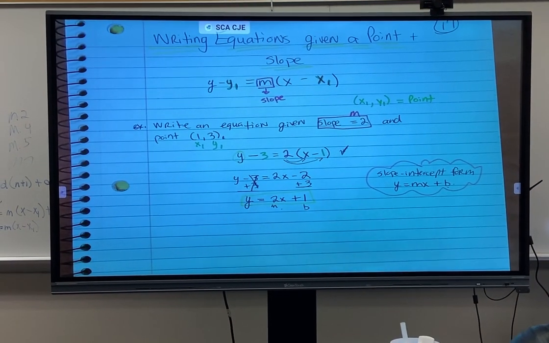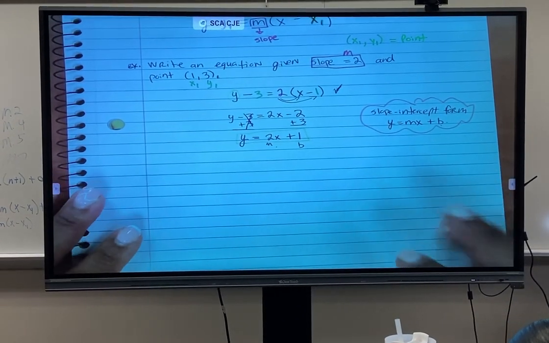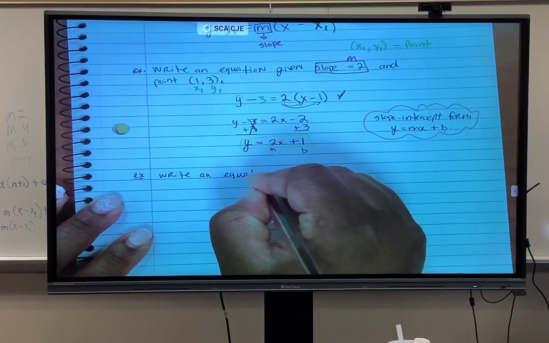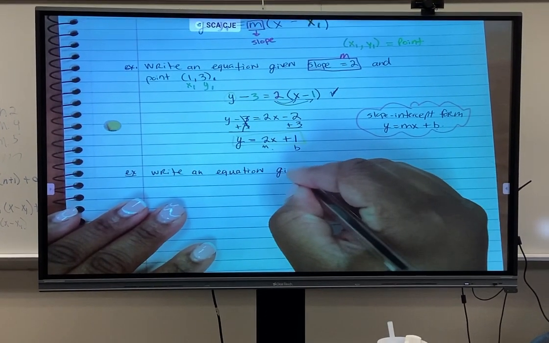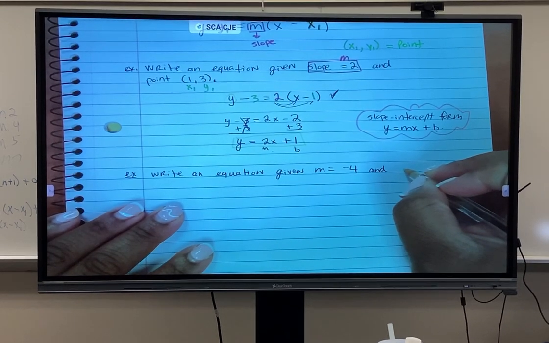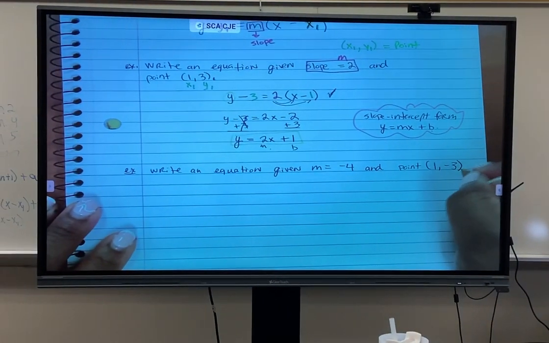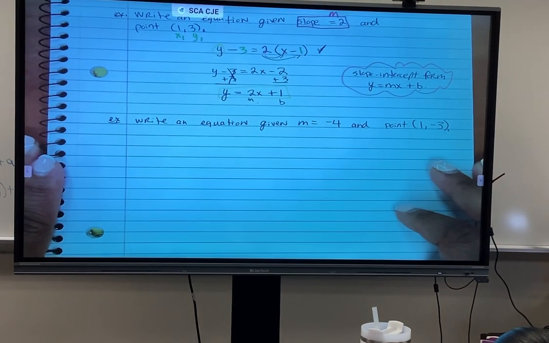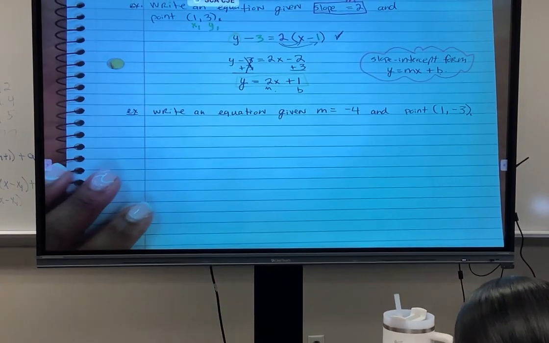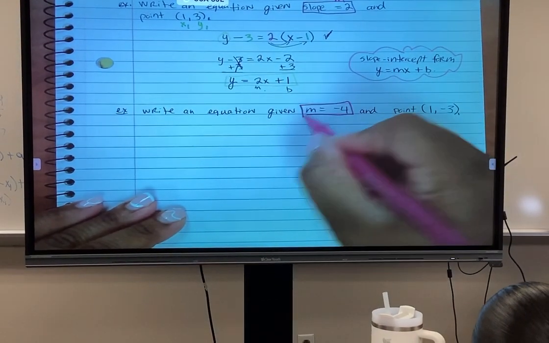Okay, one more. So let's say, for example, I ask you to write an equation given that our slope is -4 and we have a point that is 1, -3. And we want to write an equation. What form are we going to use in order to write our equation? Point slope, right? Yep. So which one's our m? What number? -4. That's our m.